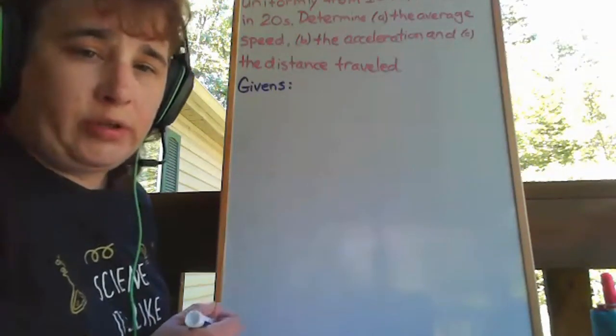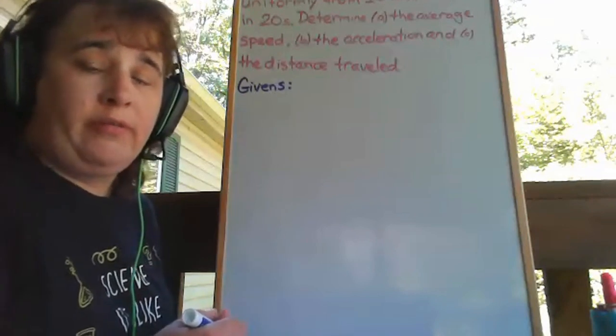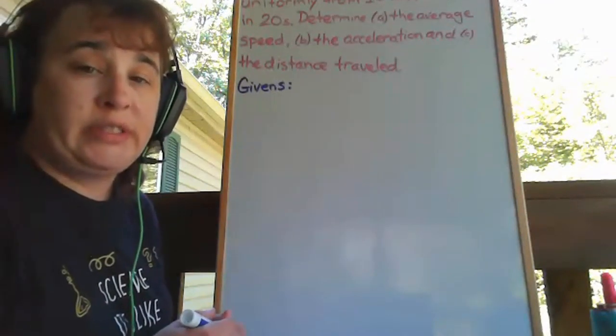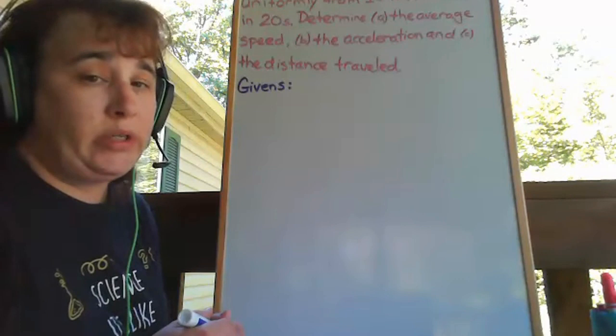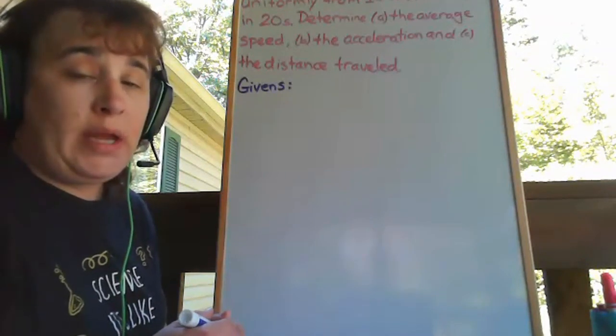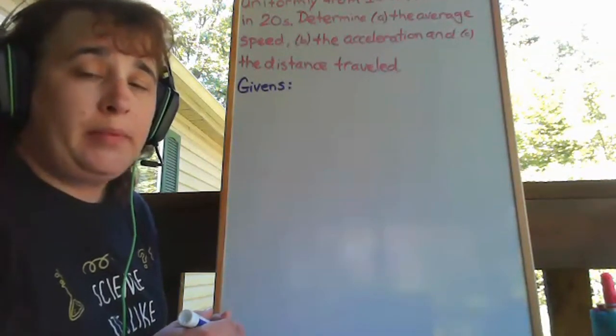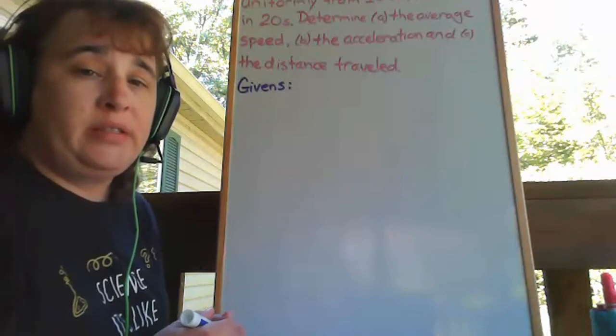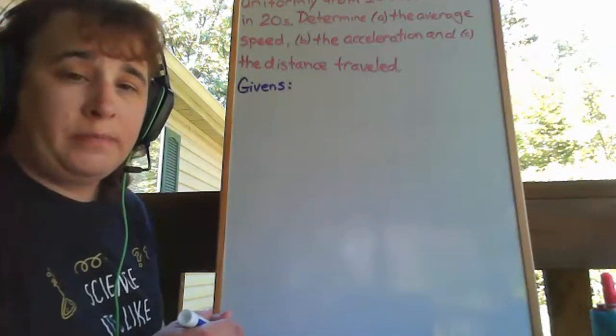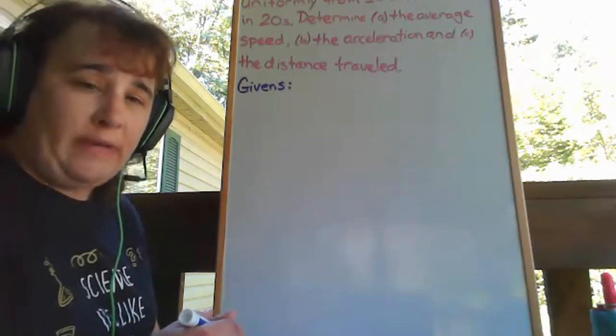A truck's speed increases uniformly from 15 kilometers per hour to 60 kilometers per hour in 20 seconds. Determine A, the average speed, B, the acceleration, and C, the distance traveled. Well, the first thing we're going to do is find the givens.